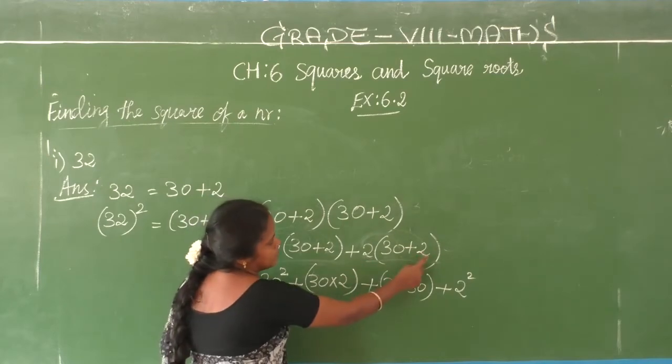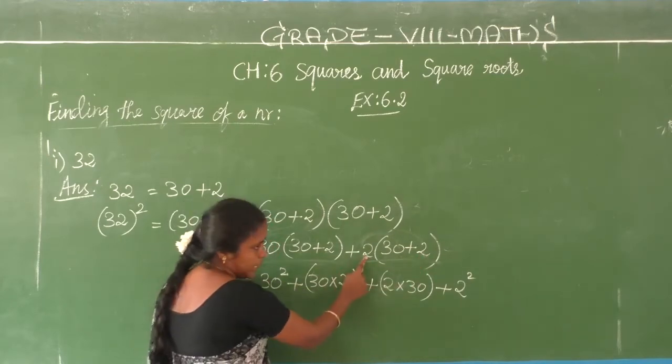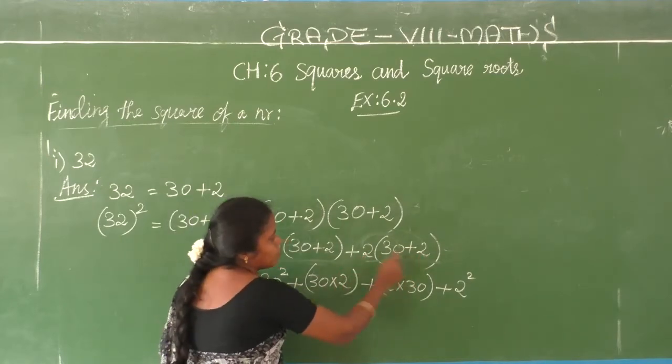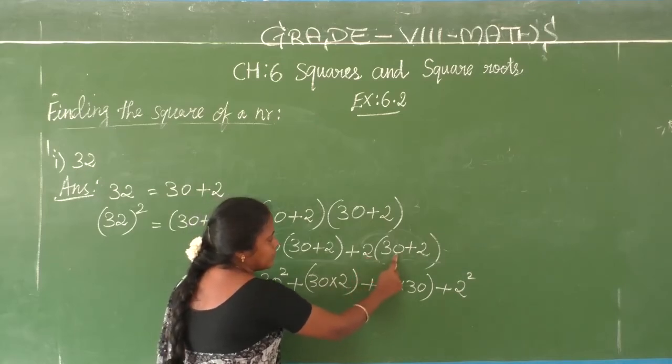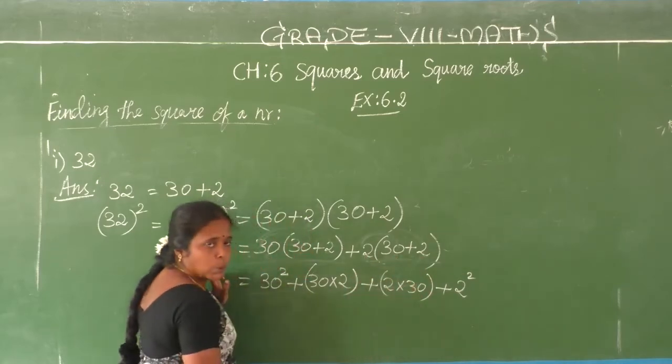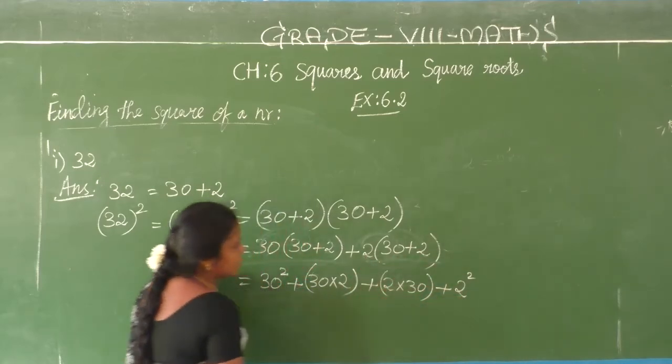You are not considering the second part. So only this 2 is common for both. This is to be multiplied with this and that also. So 2 into 2 square, nothing but 2.